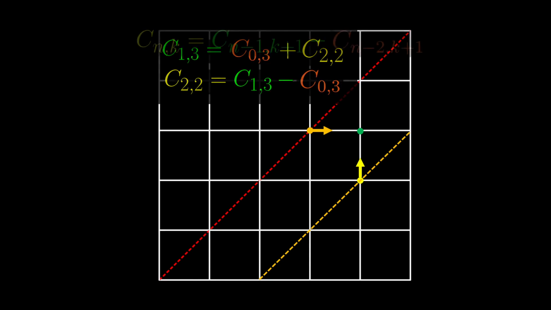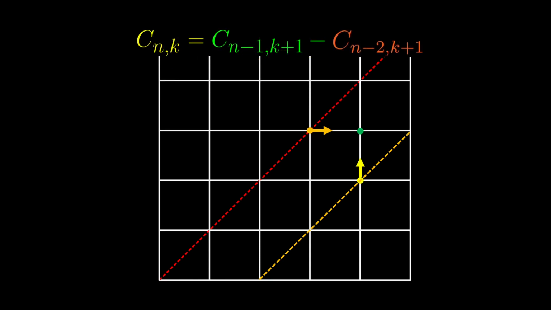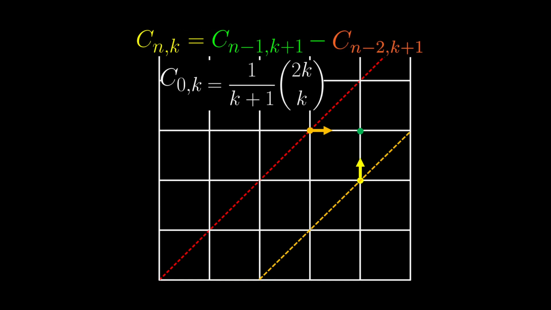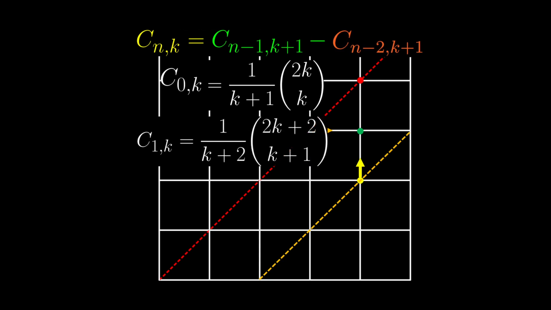More generally, we have this recurrence relation. There are 2 base cases we need to consider before using the recurrence relation. The first one is C0k. This just corresponds to paths leading up to points on the red main diagonal, which is just the Catalan numbers themselves. Now consider the paths leading up to the red dot on the main diagonal. All paths have to pass through the green dot, so C1k are also Catalan numbers, just shifted by 1 place.